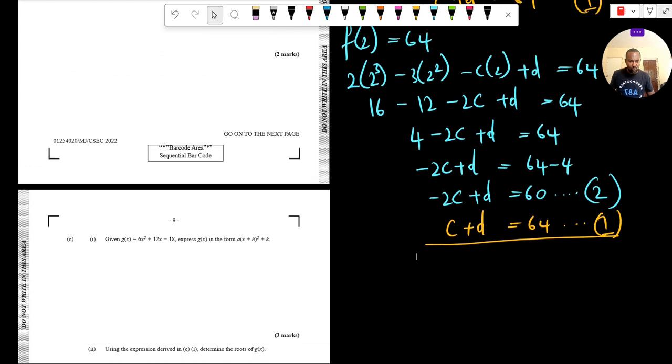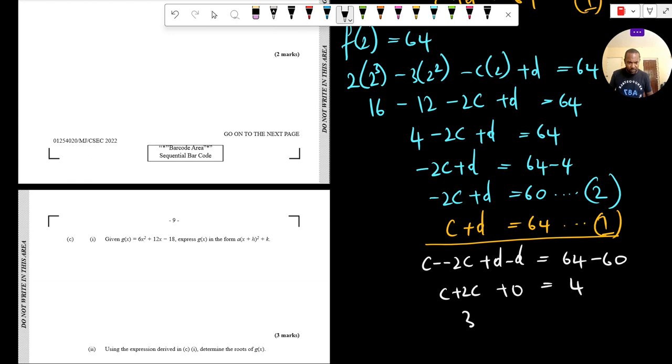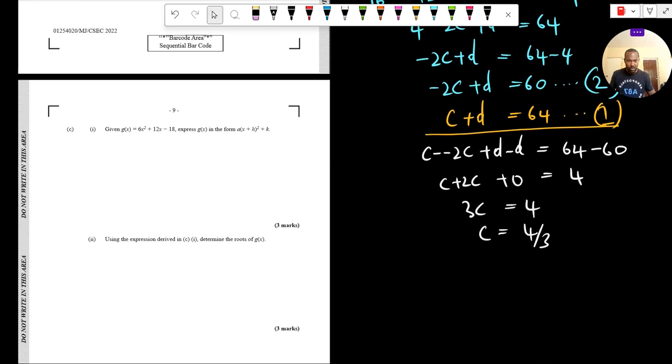Now, simply, if you were to subtract these two equations, the d's will disappear. So let's subtract equation 2 from equation 1. What we're going to get is c minus minus 2c plus d minus d equals 64 minus 60. So what we have here is c plus 2c. The d's cancel to give us 0, plus 0 equals 4. So we have 3c is equal to 4, which means that c is equal to 4/3, right?